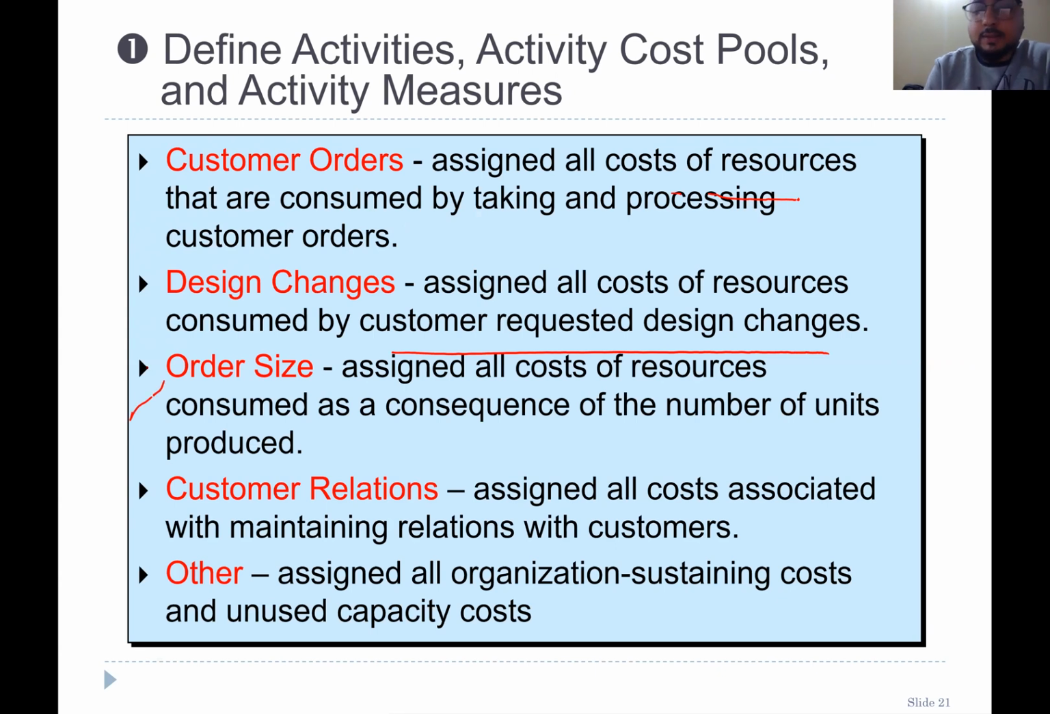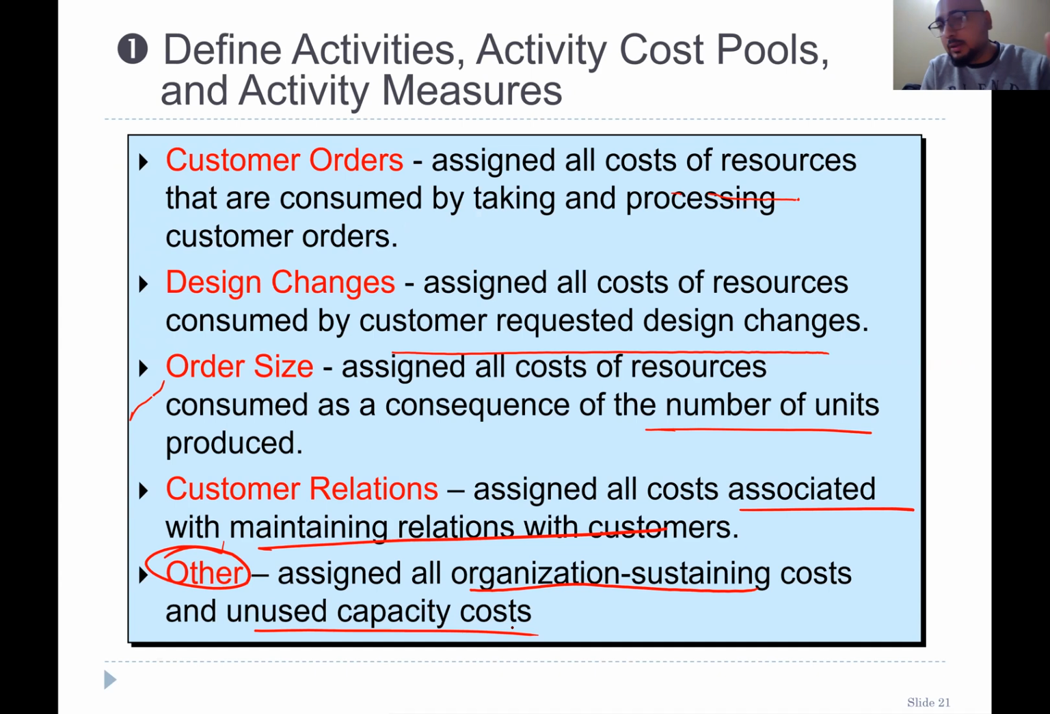Order size means assign all the cost of resources consumed as a consequence of the number of units produced. Customer relation is to assign all the costs associated with maintaining the relationship with the customers. And others belongs to organization-sustaining cost and unused capacity cost. So let's talk about this.